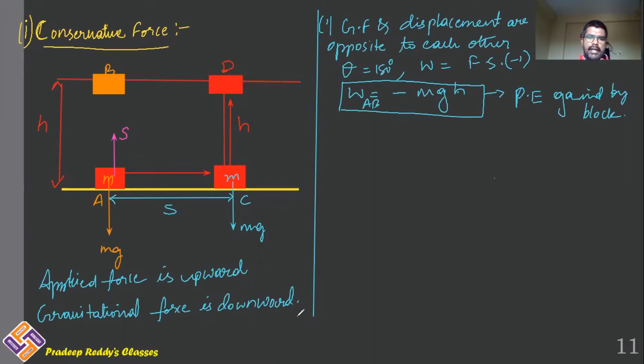Therefore, I want to now calculate work done by the gravitational force. Now let us calculate work done by the gravitational force in path A, C, D. So first, in the path A to B, work done is equal to mgh.